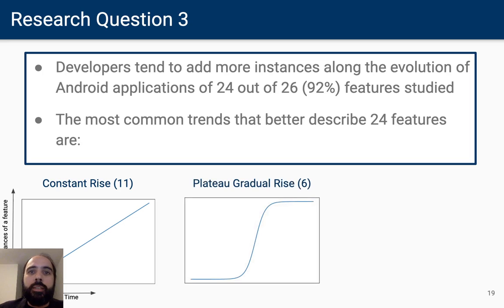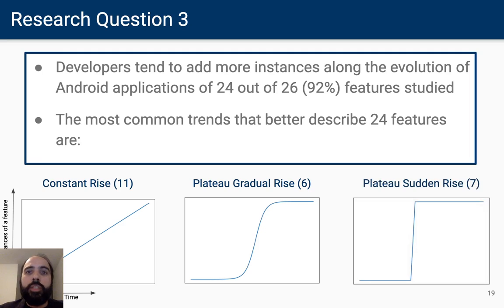Plateau gradual rise, where we have a period of stability of the number of instances, and then in a sequence of consecutive commits, we see an increase in the number of instances, and then it gets stable again. And plateau sudden rise, which is similar to the previous one, but the main difference here is that the rise in the number of instances happened exactly in 2 consecutive commits.